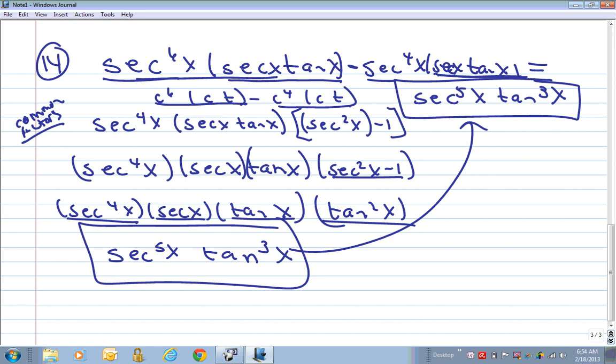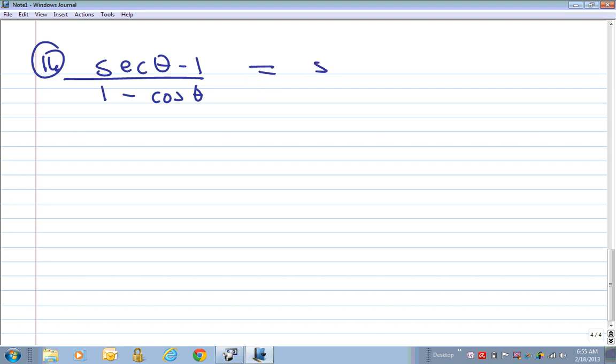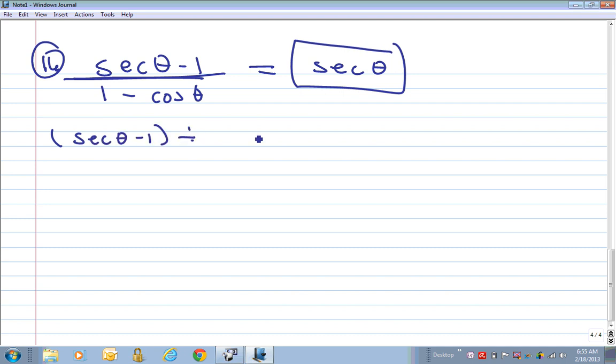All right, let's look at 16. We have secant theta minus 1 over 1 minus cosine theta, and we have that is equivalent to secant theta. All right, so we're going to simplify this side. Again, I see that fraction bar, like I said, 90% of the time, old-fashioned division. So I'm going to write secant theta minus 1 divided by 1 minus cosine theta.